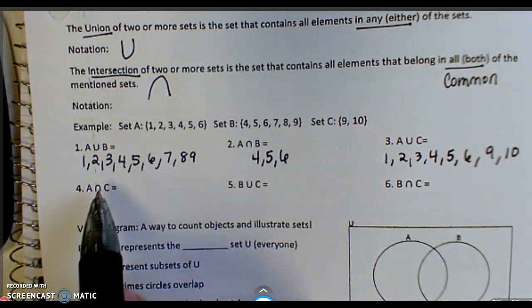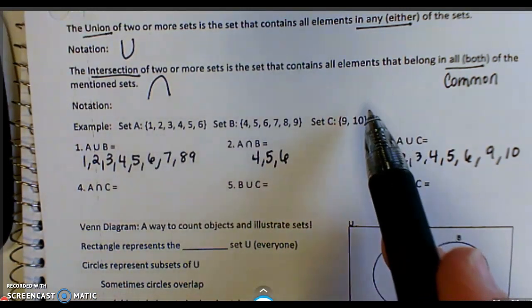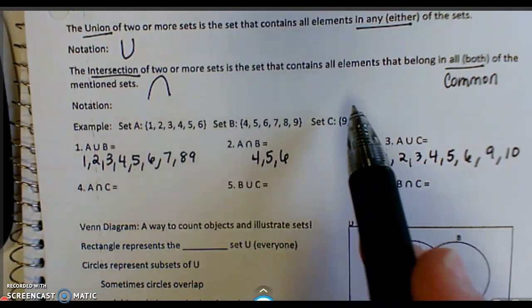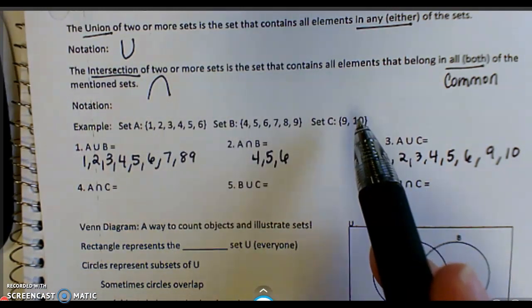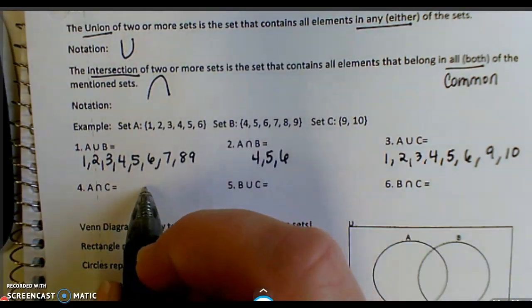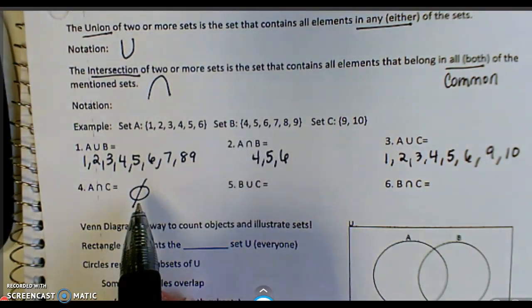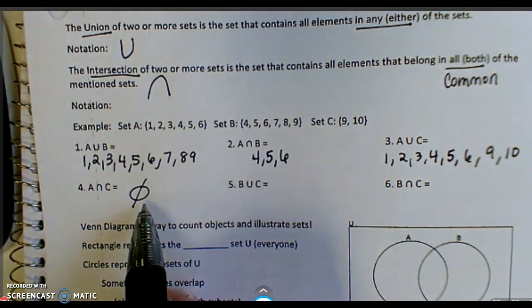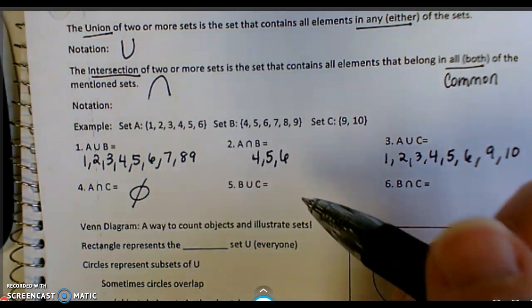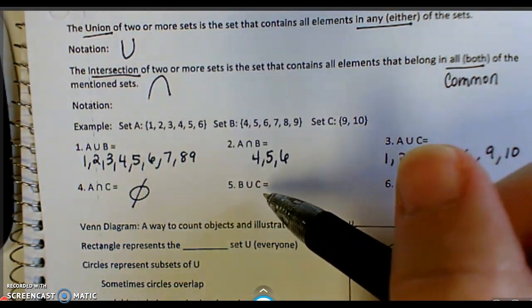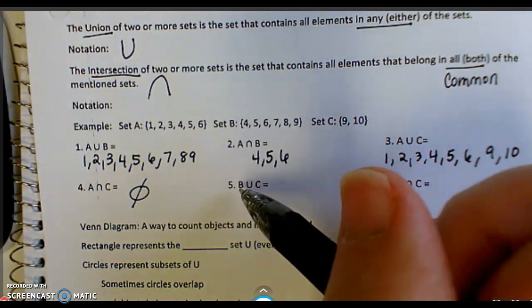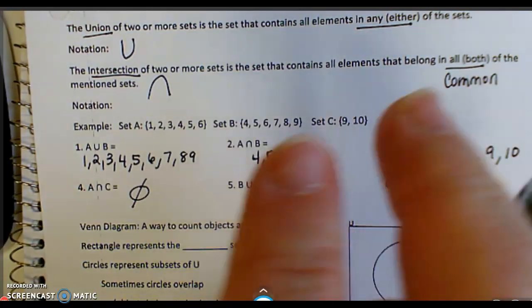Alright, number 4, intersection between A and C. That means what these two sets have in common. They don't have anything in common. So we're going to write a 0 with a line through it, meaning there's nothing in common. Sometimes that's called the null set. Or the empty set.